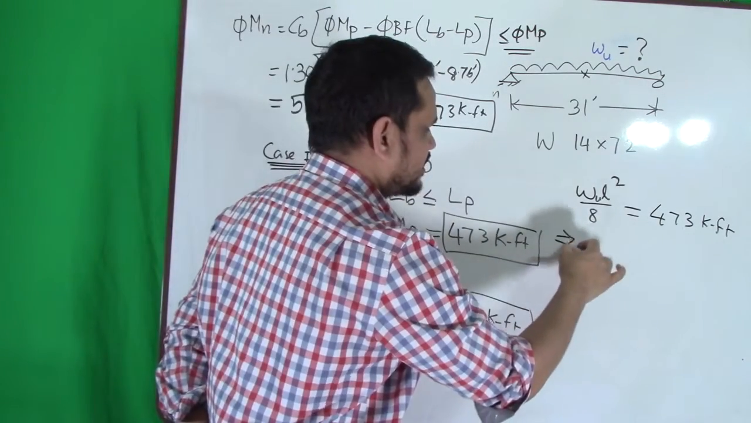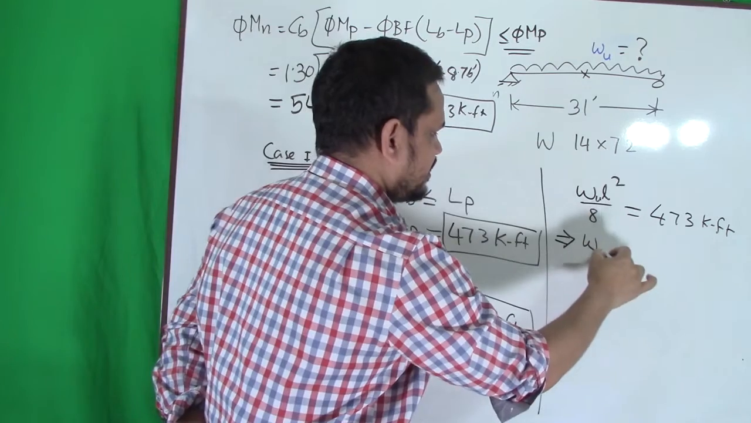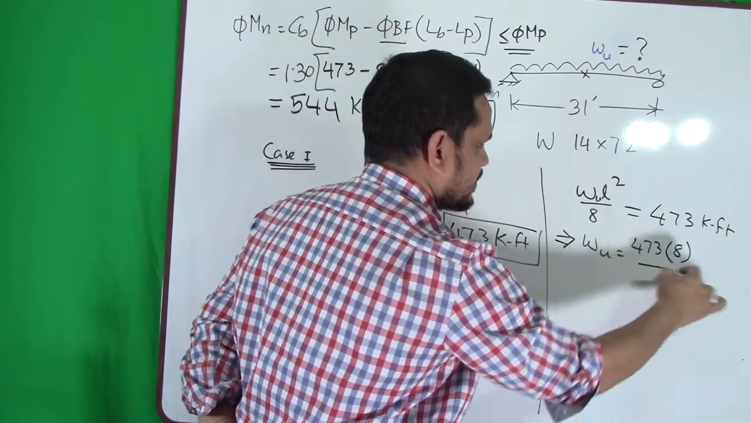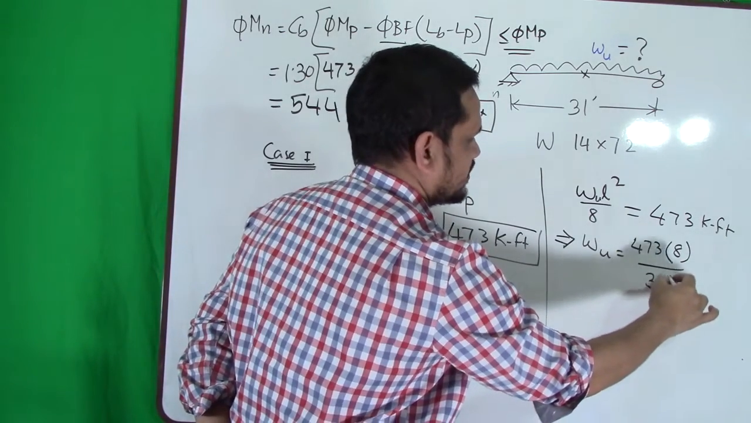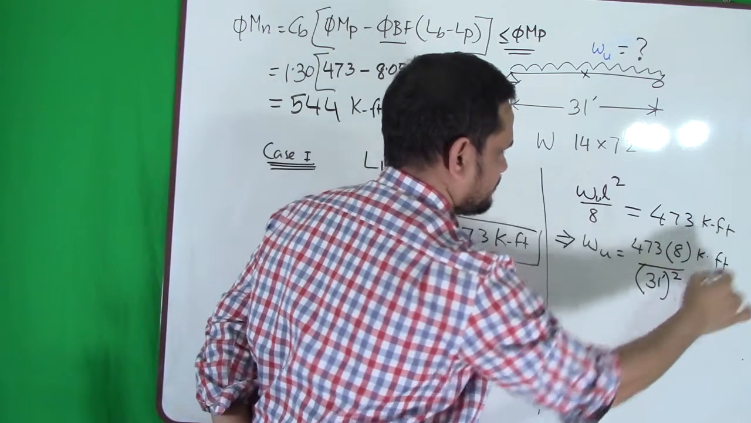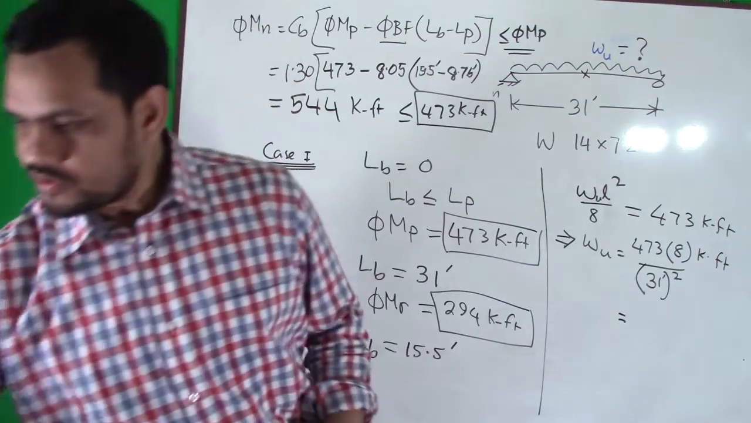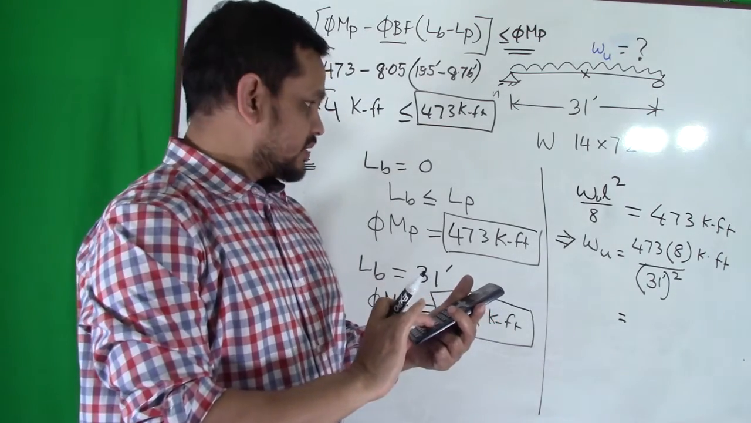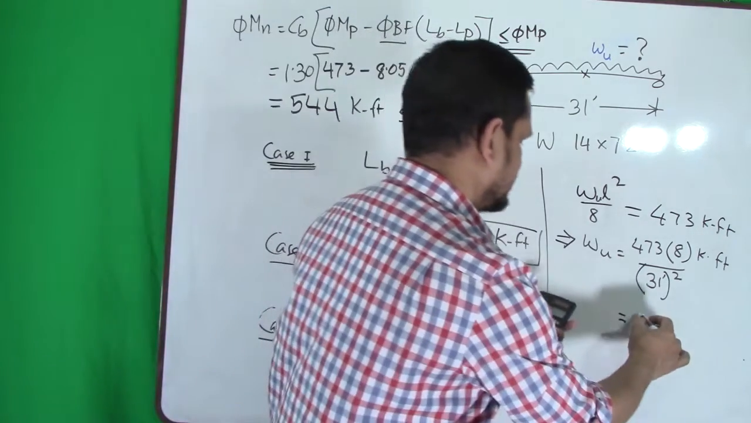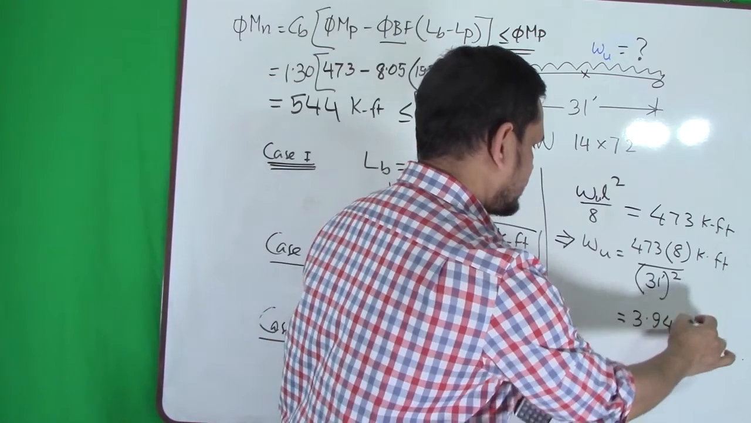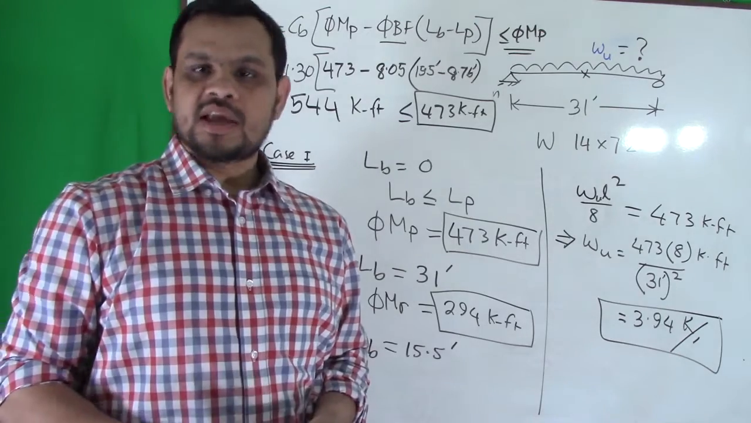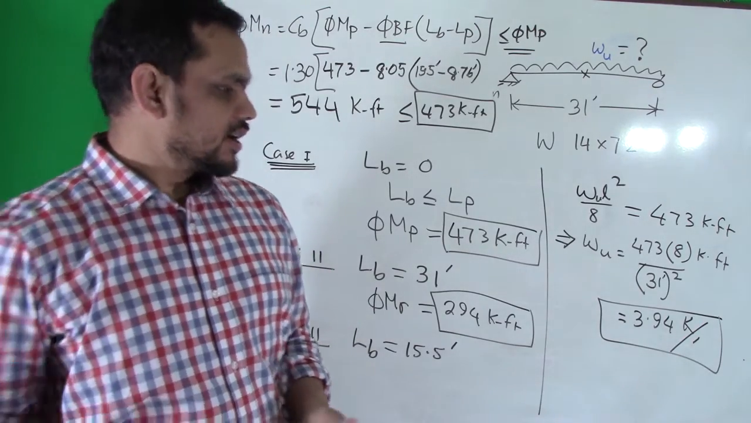Then solve it. Wu is 473 times 8, divided by L squared, 31 squared. So if we solve it, we got 473 times 8 divided by 31 squared. We got 3.94 kips per feet. That means the maximum amount of load we can apply is 3.94 kips per feet.